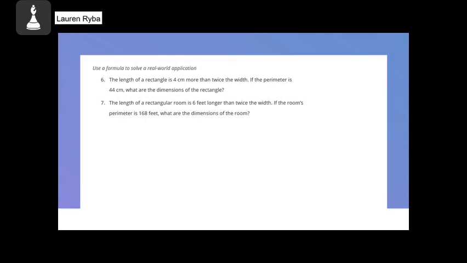Number 6 and 7 are going to ask about the perimeter of a rectangular space. So in order to know that, we need to talk about the equation for perimeter. So perimeter around a rectangle, so a rectangle has a width, a length, and a length. So perimeter is 2 widths plus 2 lengths.